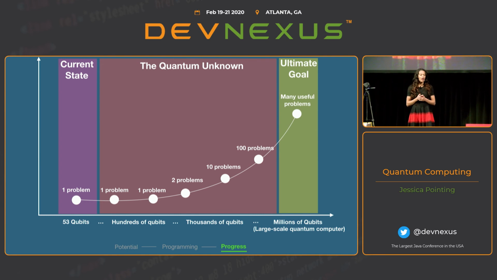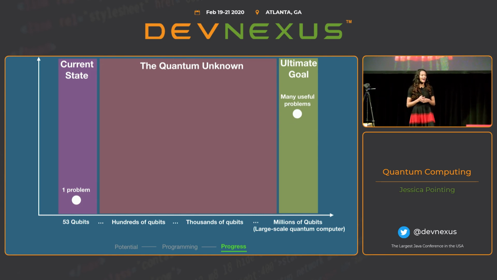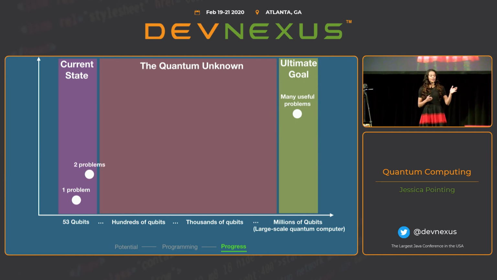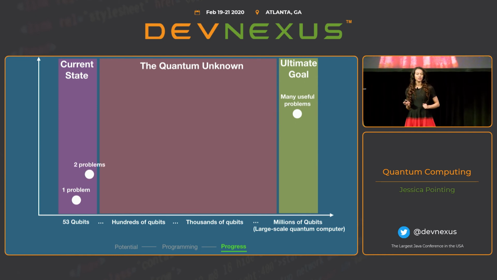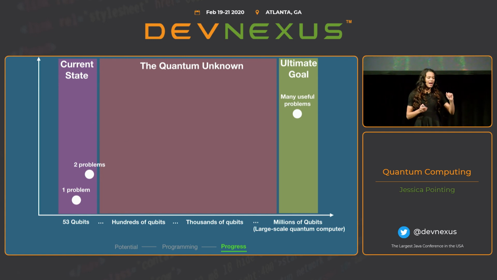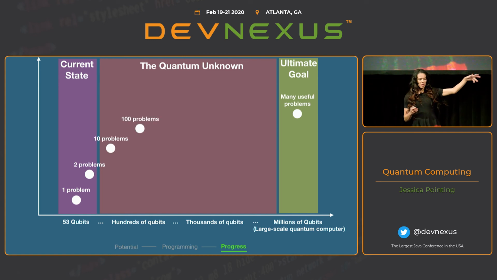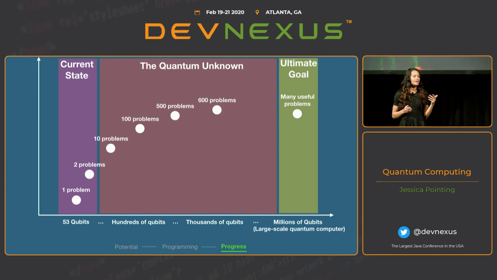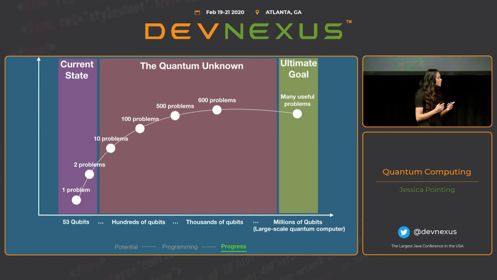But another possibility is that now people start figuring out, oh, with this quantum computer with only, let's say, 100 qubits, we could solve this problem. Then we could solve these problems, then these problems, then these problems. And it turns out, even with a quantum computer with only hundreds or thousands of qubits, we could solve many useful problems. And this would be really exciting.